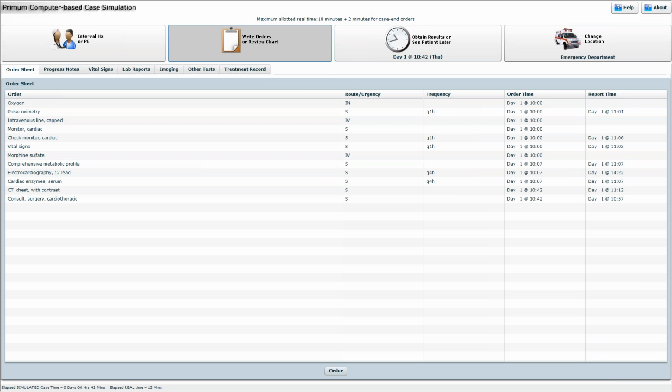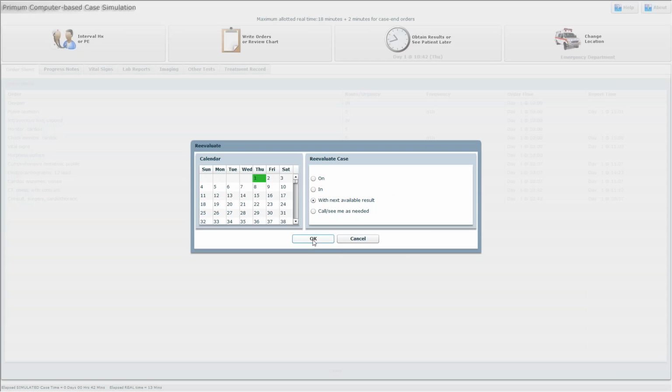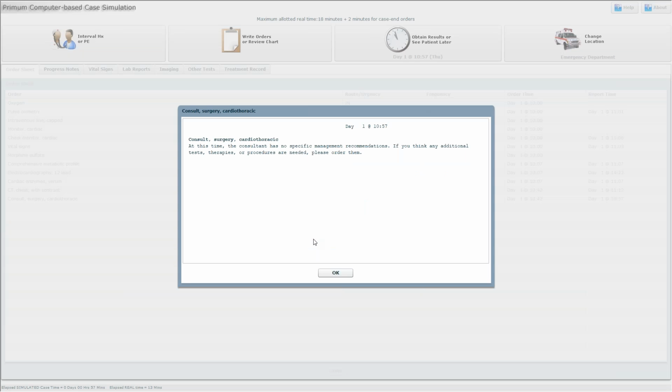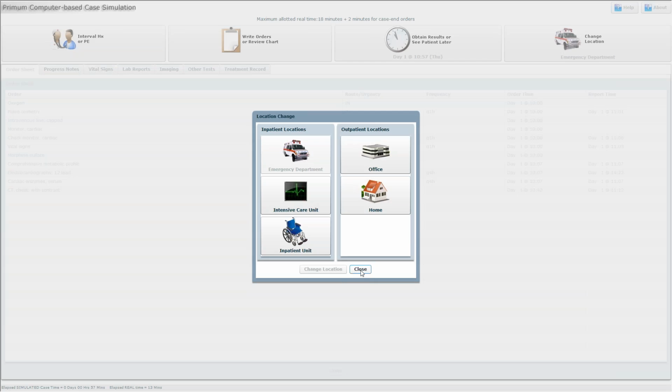How much do you know about surgical criteria? How do you sequence? Are you following the protocols? Same response. At this time, the consultant has no recommendations. Now what? Now you're stuck again.